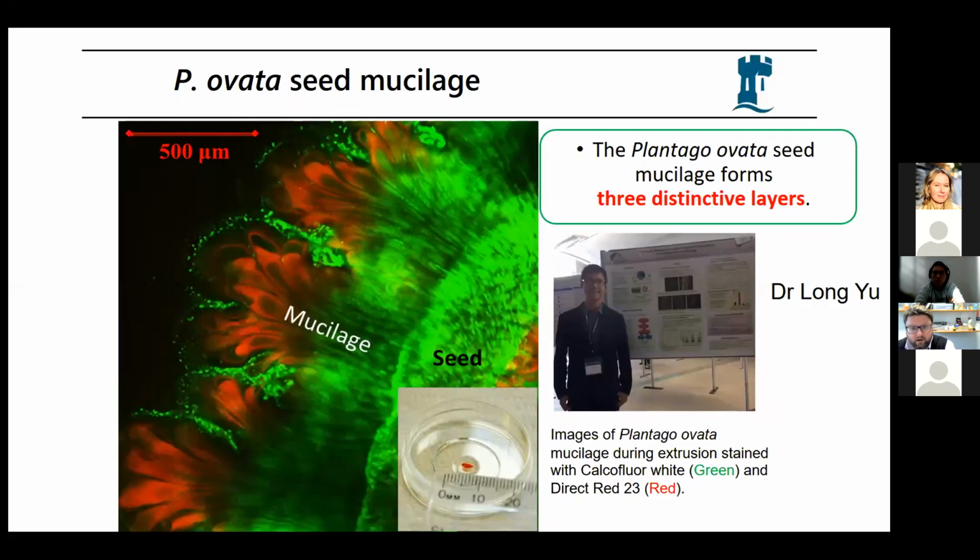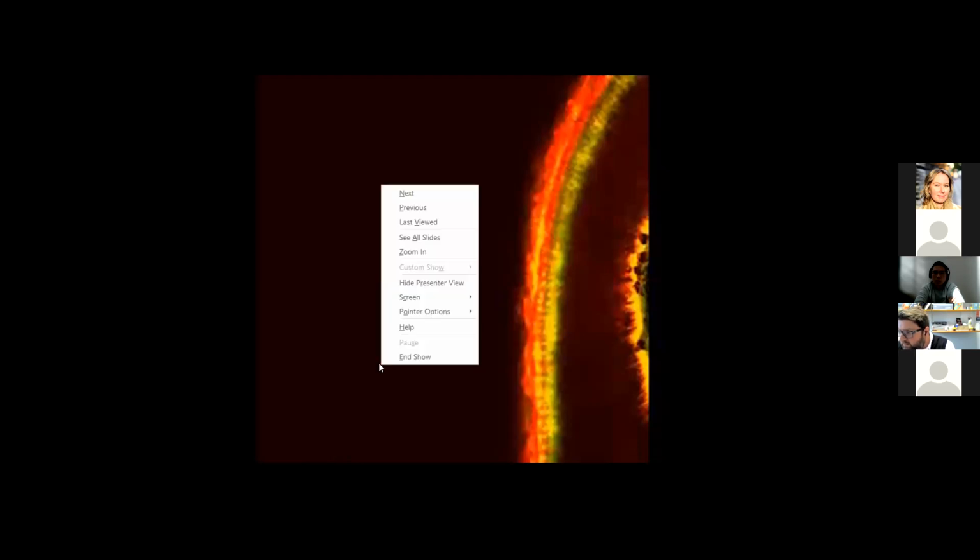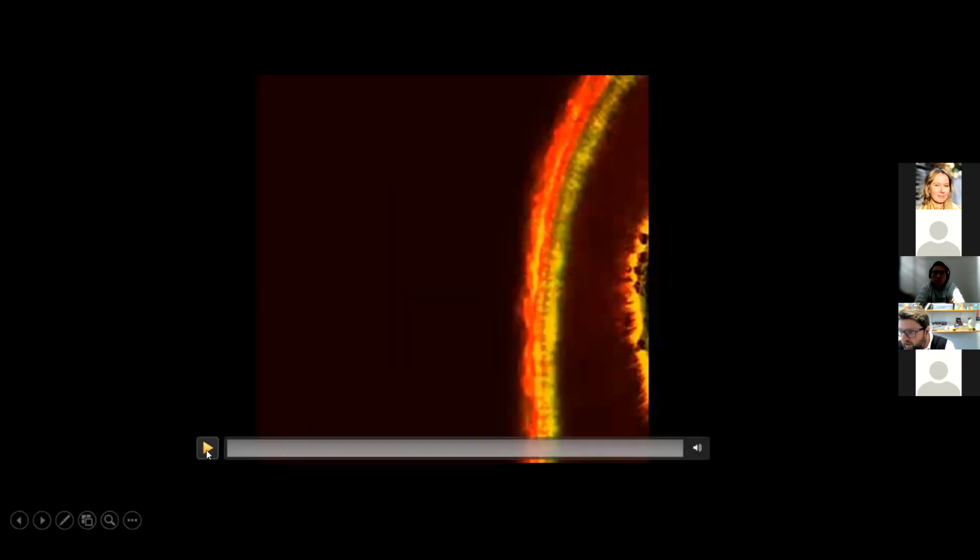So if I press point option, pen, no, point option. Oh yeah, so for some reason it doesn't do.